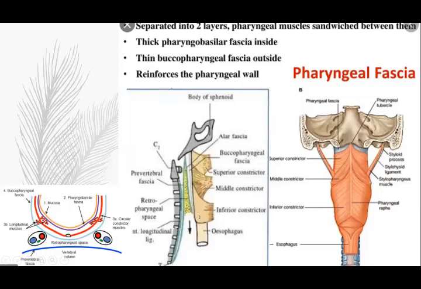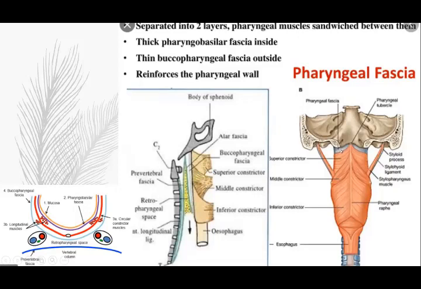muscles, the constrictor muscles of the pharynx. ये once again superior, middle, and inferior constrictor. Okay, now pharyngeal fascia को हम इस तरह define करेंगे कि the pharyngeal fascia basically are sandwiched. ये जो pharyngobasilar fascia है between the pharynx and the base of the skull. This is on the inside. ये pharyngobasilar fascia. ठीक है?